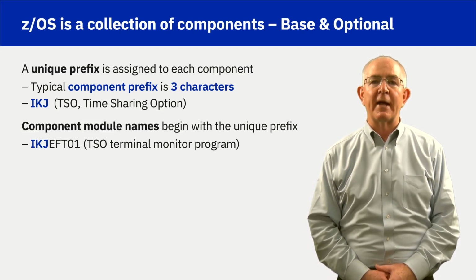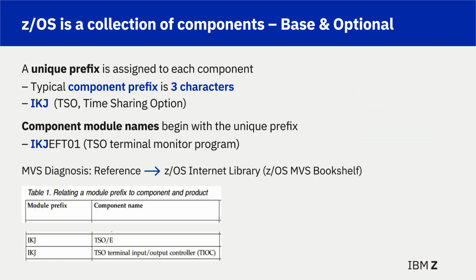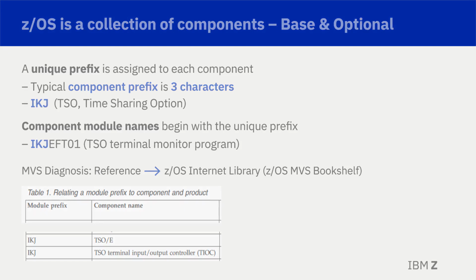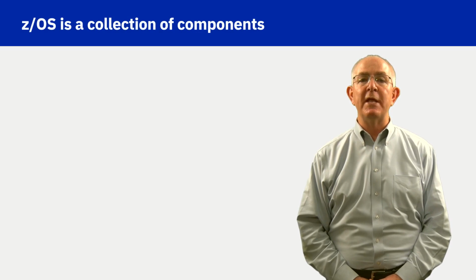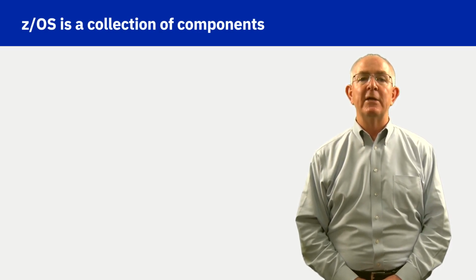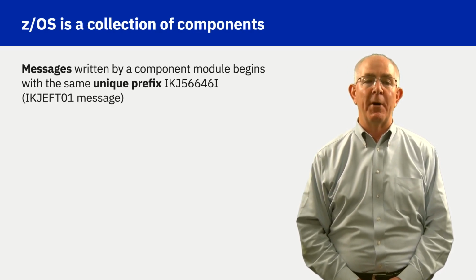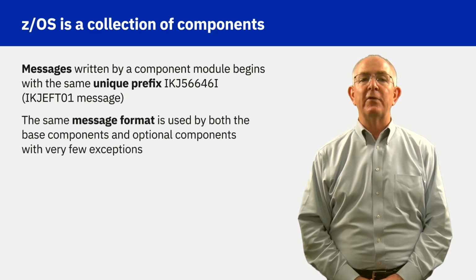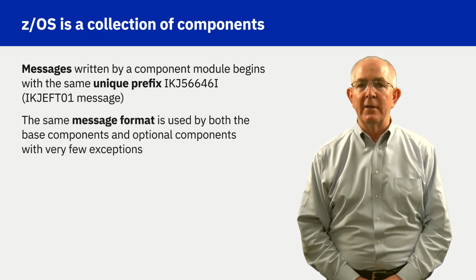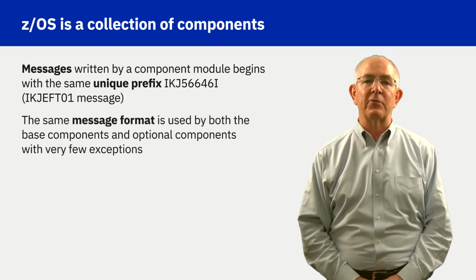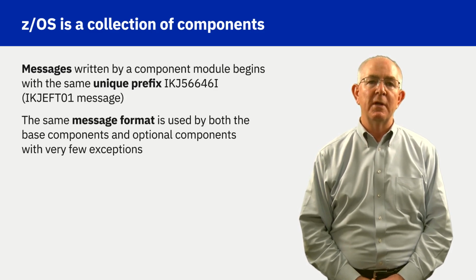a TSO interactive session. An IBM manual, the MVS Diagnosis Reference, has a table of module prefixes with associated component names. This same unique prefix used for component module names is also used for system messages written by the component. This is a very convenient way to know what component is writing a system message.